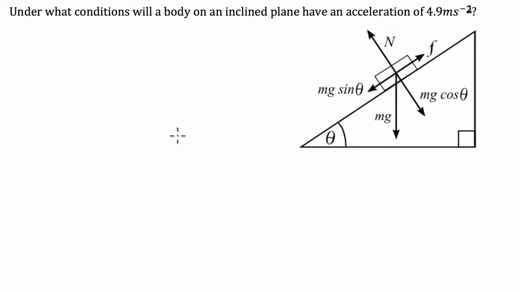G'day guys, we've got a physics question for you today where it's asking us under what conditions will a body on an inclined plane have an acceleration of 4.9 meters per second to the negative 2.